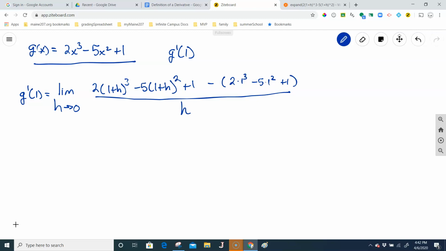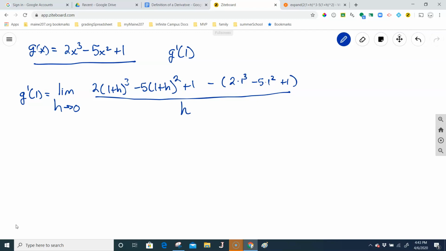So I'm giving you permission to do two things. I do want you to write this out. And I want you to stare at this and think about this and know that this means, oh, this is what g prime of 1 would be if g of x looked like this. That would be g prime of 1.